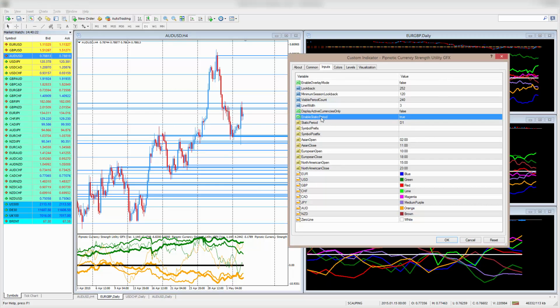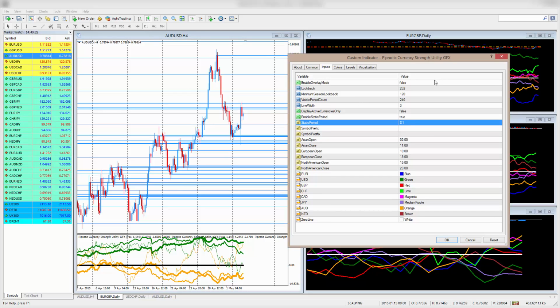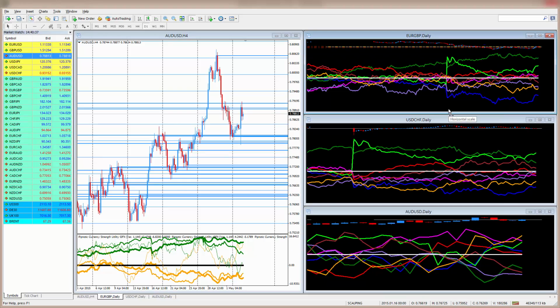I have set the enable static period to true, and the static period is set to D1, which corresponds to the daily button in your MT4 platform. And then we have our long-term currency strength utility configured and ready.